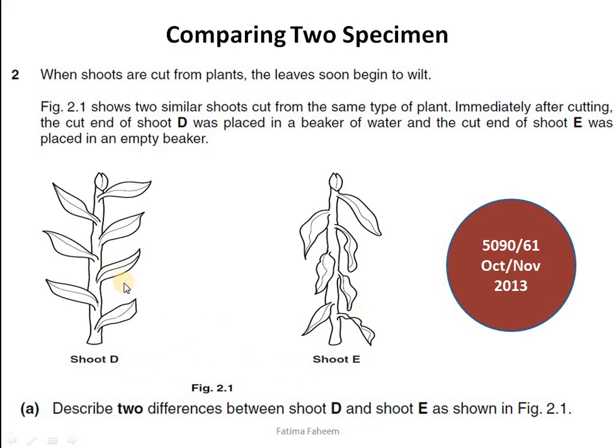One is the facing or the position of the leaves, and then we can write the condition of the shoot. The direction of the leaves in shoot D is upward and the direction of the leaves in shoot E is downward. The condition of shoot D is erect or extended, it is not wilted, while shoot E is wilted since it was placed in an empty beaker.